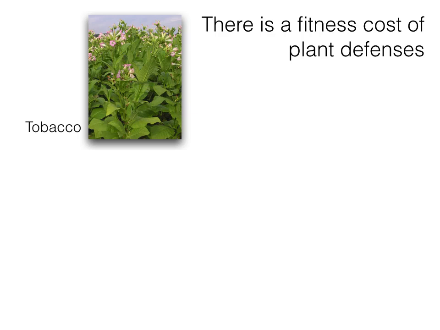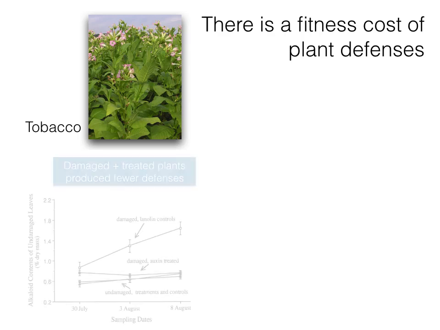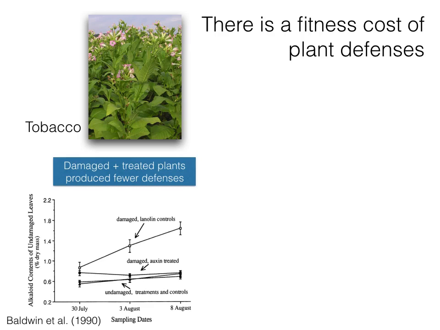reproduction. This idea was tested in tobacco, where the researchers wanted to find out whether, if tobacco was damaged, that upregulation of defense compounds would actually have a fitness cost. So Baldwin and others studied this, and what they did was they took advantage of a hormone called auxin, which actually reduces the plant's normal defense response to test this.